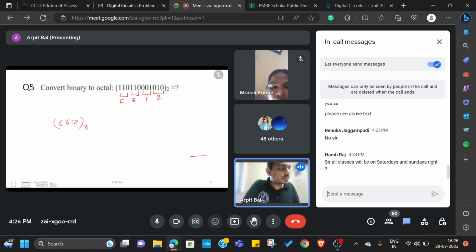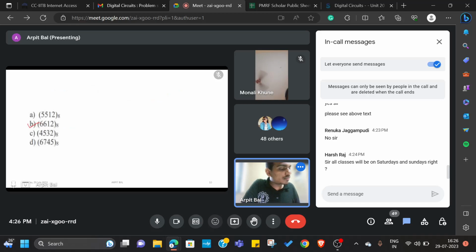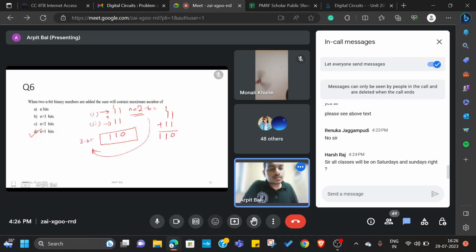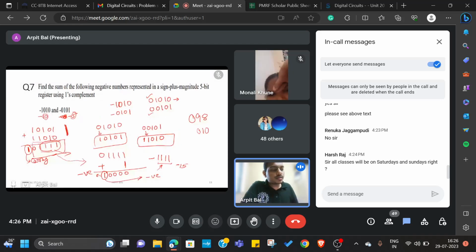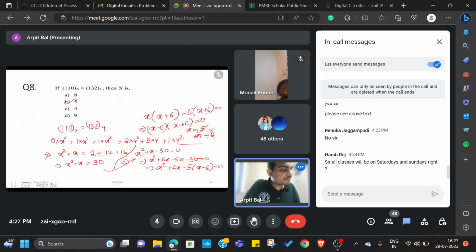Then we also saw it's a similar concept to the previous one, that how can we get the binary to octal representation. Next was what will be the maximum number of bits at the output of the solution. Then next was ones complement addition. So you are given two numbers and you need to do the ones complement addition of these two numbers.